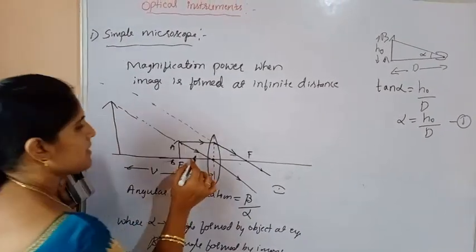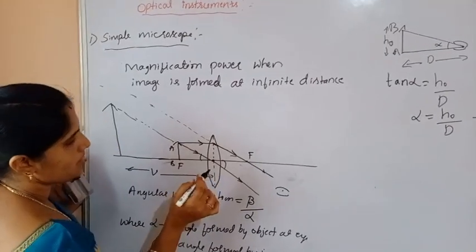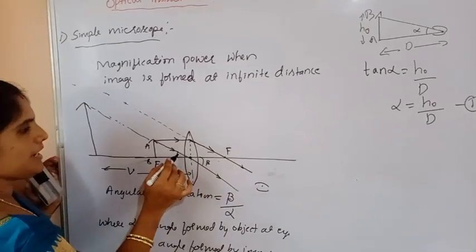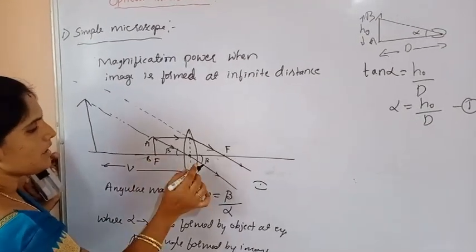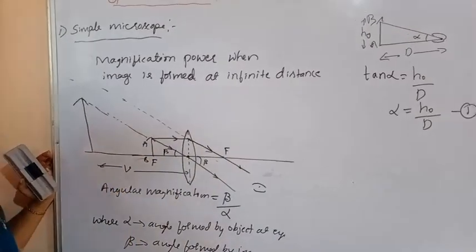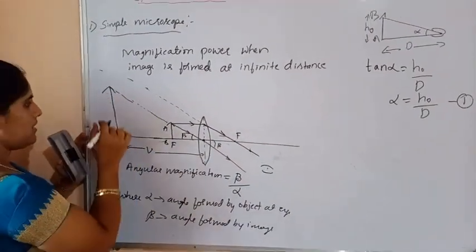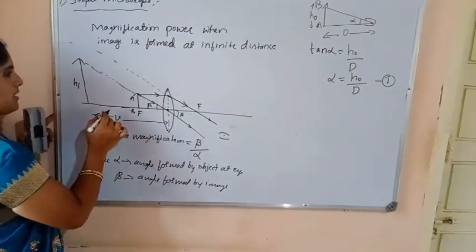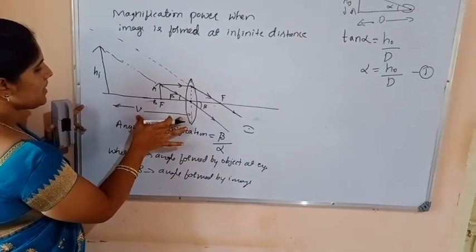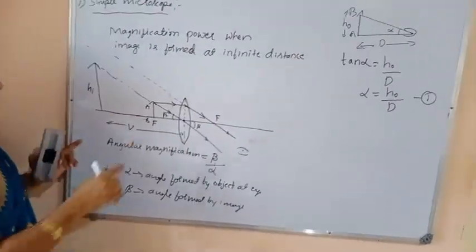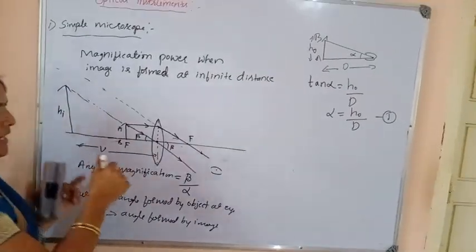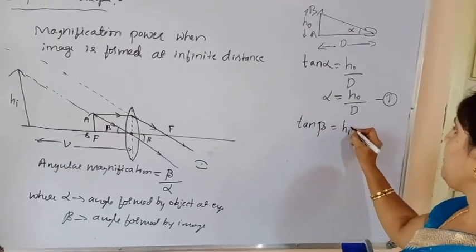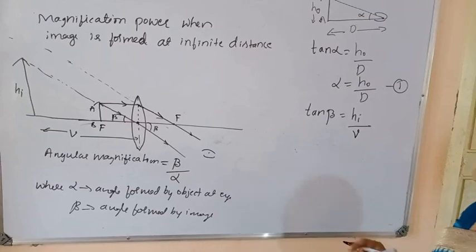So this is the angle subtended by the image, that is beta. These are the alternating angles, so this is beta, this is beta, this is also beta. So this image is HI. This distance is nothing but the image distance, that is V. Here tan beta is equal to HI by V. From the triangle, tan beta is equal to height of image to the image distance, that is V.